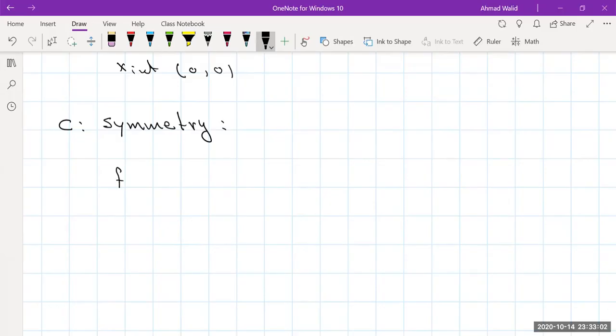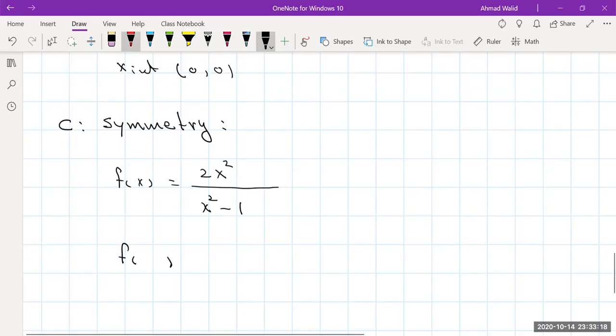The function is given f of x equals 2x squared over x squared minus 1. Focus here if you forgot how to do this. Look for f of negative x. Correct? Find f of negative x. It means wherever you have x in your function, replace it with negative x.